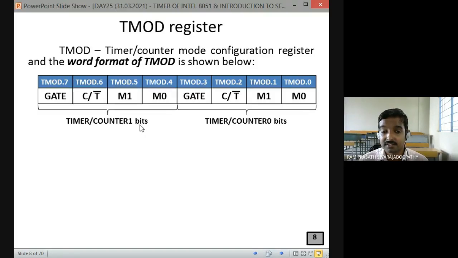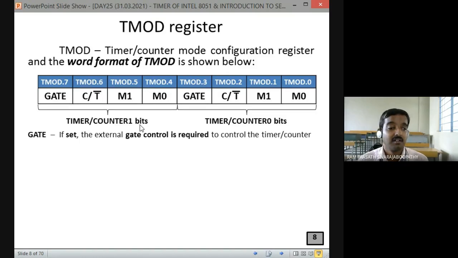Yes, fine. The very first bit, in both the 4-bit groups, has the same purpose, but this one is for timer 0 and this one is for timer 1. That's why we are saying 2 independent timer/counters. Timer 0 can work as a timer while timer 1 can be used as a counter. Is it clear? That's why we are saying it is independent. If we configure one as a timer, the other need not be configured as a timer.